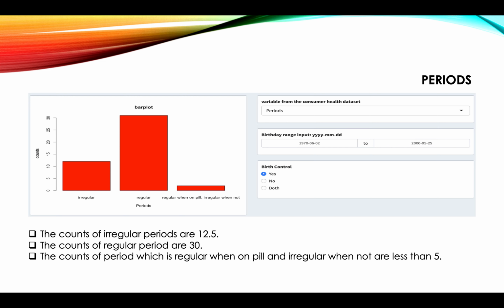In this slide, based on three different period situations, which are irregular, regular, and regular when on pill and irregular when not, the most counts of periods are regular, while the least counts are regular when on pill and irregular when not.